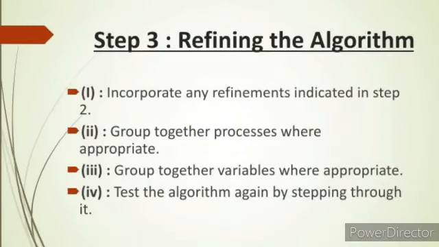Step 3. Refining the algorithm. Number 1. Incorporate any refinements indicated in step 2. Number 2. Group together processes where appropriate. Number 3. Group together variables where appropriate. And number 4 is test the algorithm again by stepping through it.